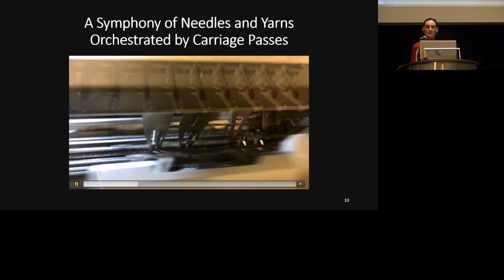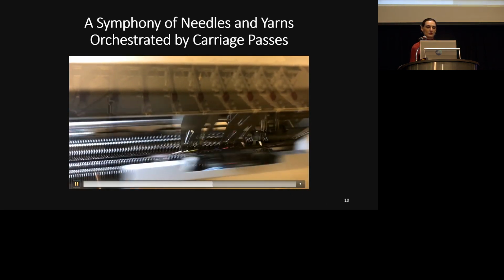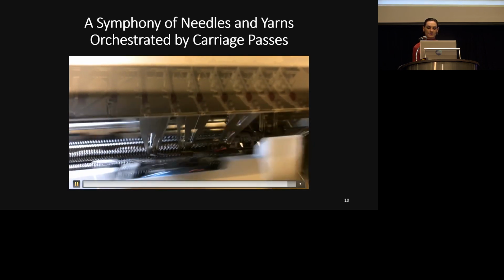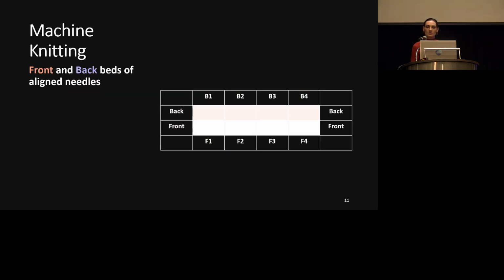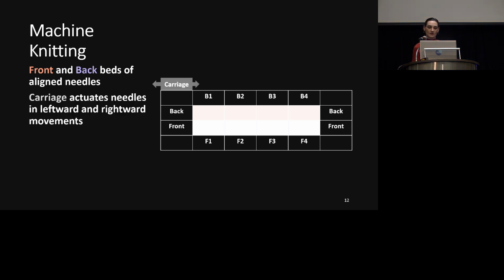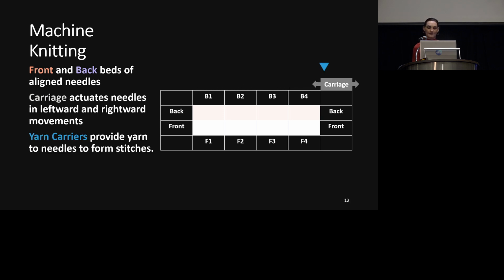There we go. I like to think of this as a symphony of needles and yarns orchestrated by carriage passes. And I'm going to go into more detail about what these operations are. So when we're doing machine knitting, we have a set of front and back bed needles. These are aligned, and we can create different stitches on each of them. And we do that by using a carriage, which actuates and moves across these needles in a leftward or rightward direction. In that case, moving over to the right side.